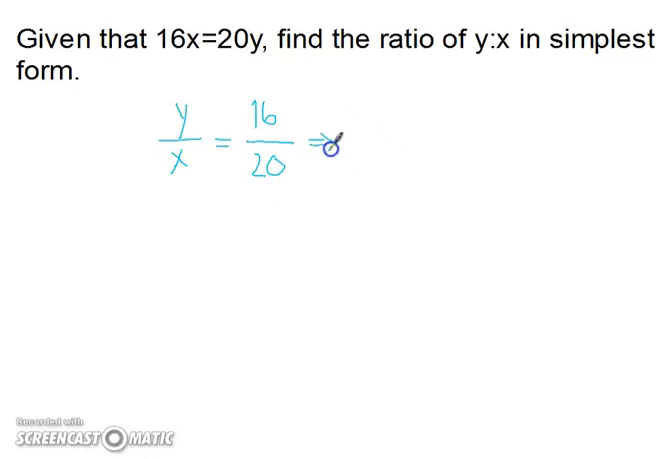We need to go one more step because we need to put this in simplest form. Really important to follow directions like this. So we can divide the top by 4 and the denominator by 4. So 16 divided by 4 is 4, and 20 divided by 4 is 5. And then if we write it in the form that they gave us in the problem, we have 4 colon 5.